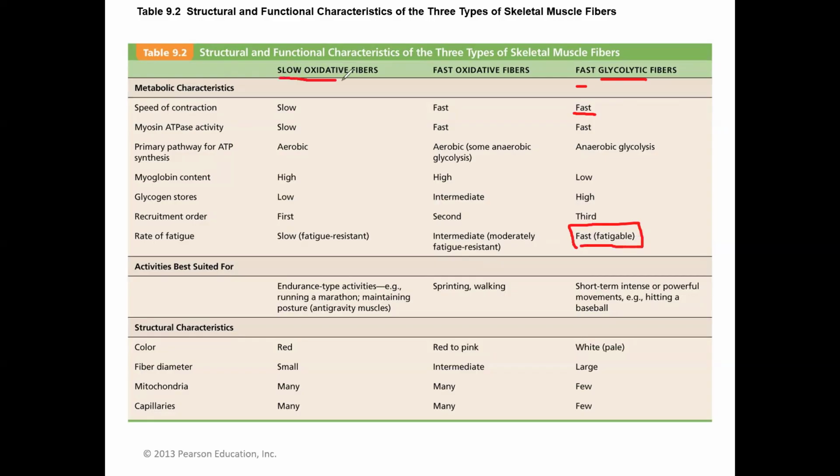Slow oxidative, okay? These muscles, unfortunately, they're slow, but look, they can resist fatigue long term. And then the fast oxidative, those are the intermediates between the two. They're not too fast, nor are they too slow.